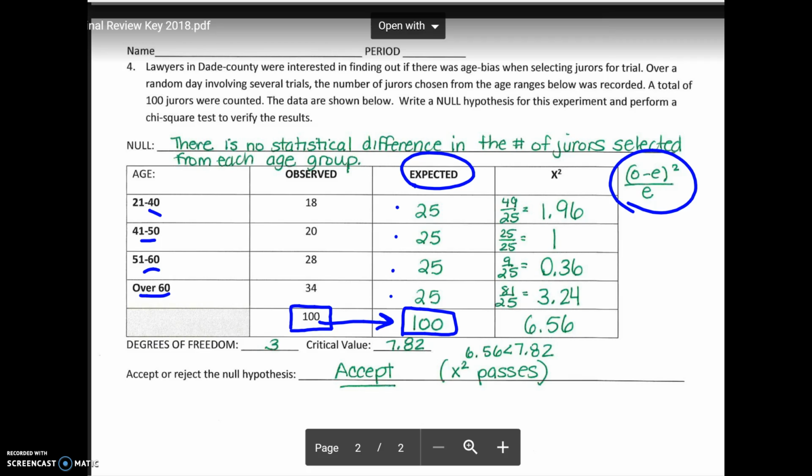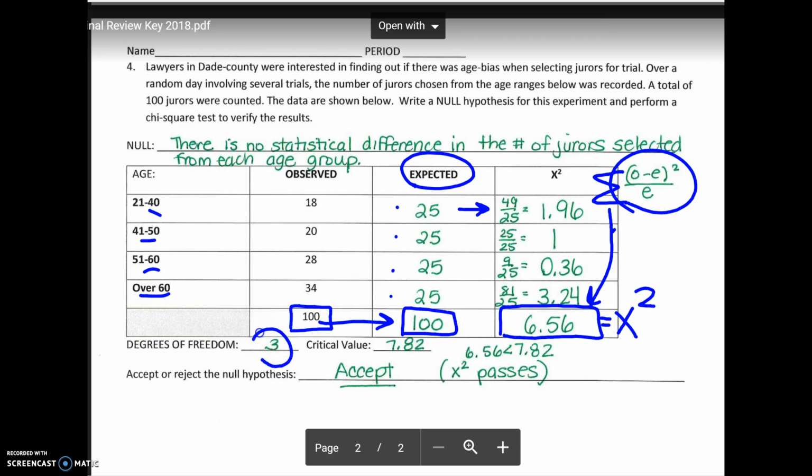The formula is on the formula sheet. Observed minus expected squared over expected. Technically, it's the sum of all of those. So I do each row individually. 18 minus 25 squared over 25. 20 minus 25 squared over 25, etc. And I total them up. That's where the sum comes from. This is my final chi-square answer.